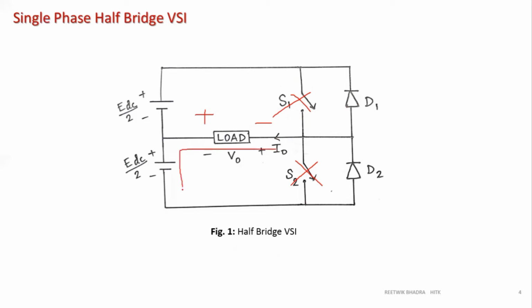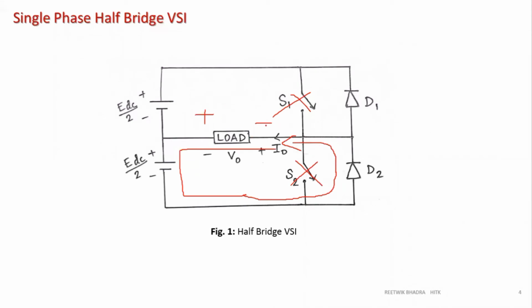To maintain the current in this direction, which diode should be on? After this, where will it go? D1 or D2? D1. Where is D1? D2. It will go through D2 and go in this direction.